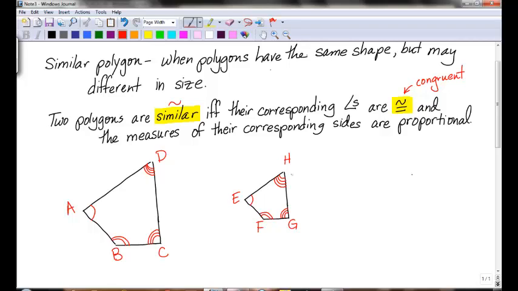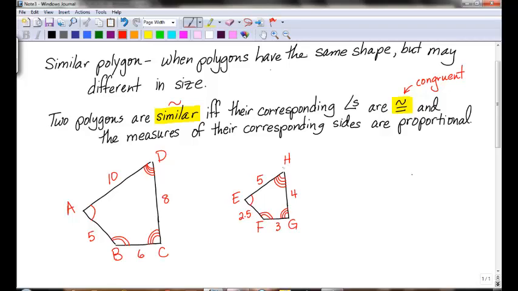Okay, so in similar figures, these are not congruent figures, these are similar. Similar figures have congruent angles and their sides are in the same ratio. So let's say this one is 5, and these are all in meters. Say BC is 6, CD is 8, and AD is 10. And let's say this one is 2.5, FG is 3, GH is 4, and EH is 5.